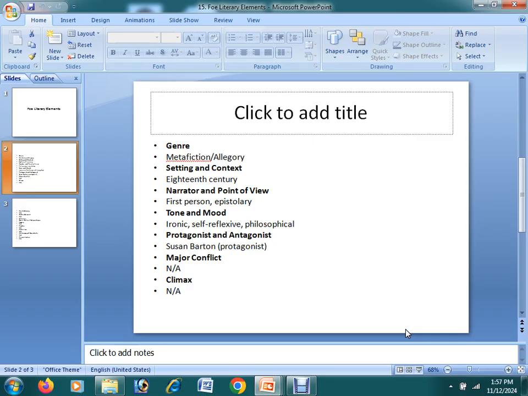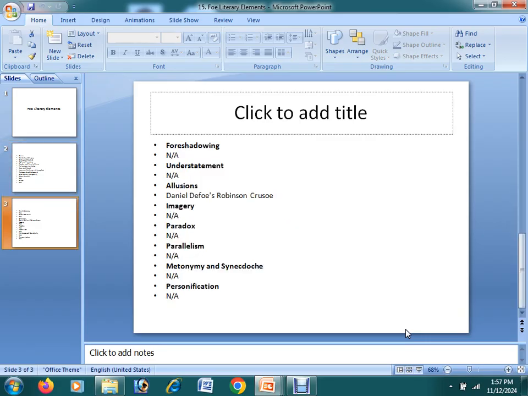In most novels you will not see any letters, but in this novel Susan Barton wrote many letters to Foe in order to write his story down. For this reason such a novel can be called epistolary, that means a novel in the form of letters. You will see many letters. It would be very good if you could read the whole novel, so if you get time, please do. It is ironic, self-reflexive, and philosophical. And Susan Barton is the protagonist.